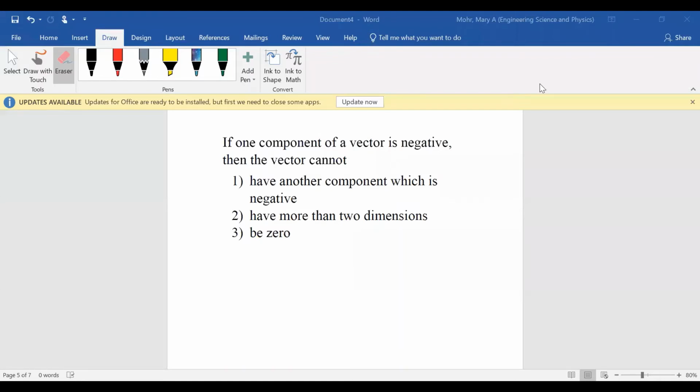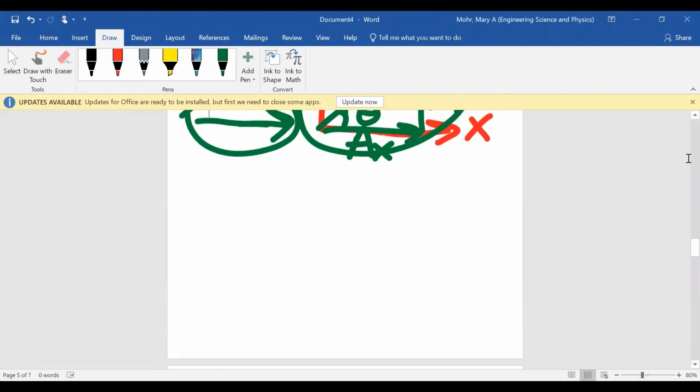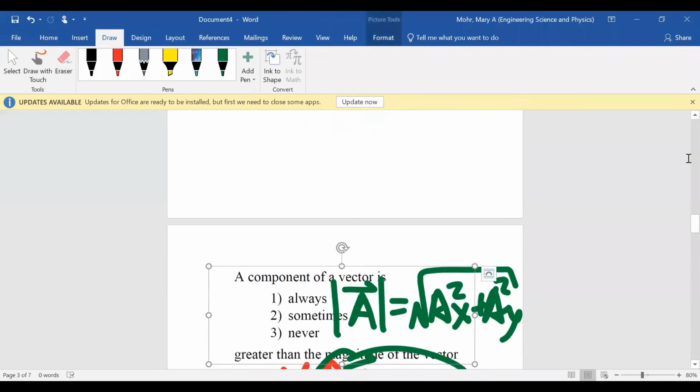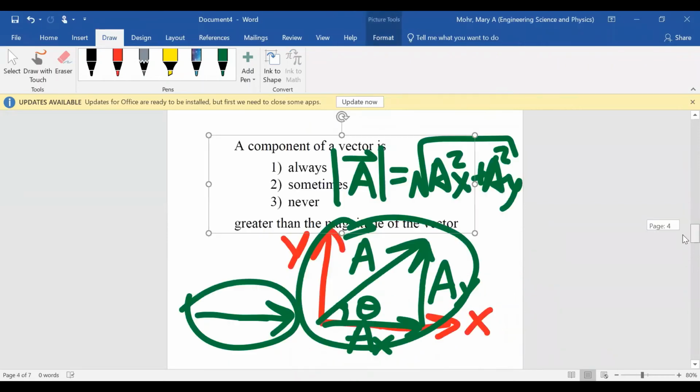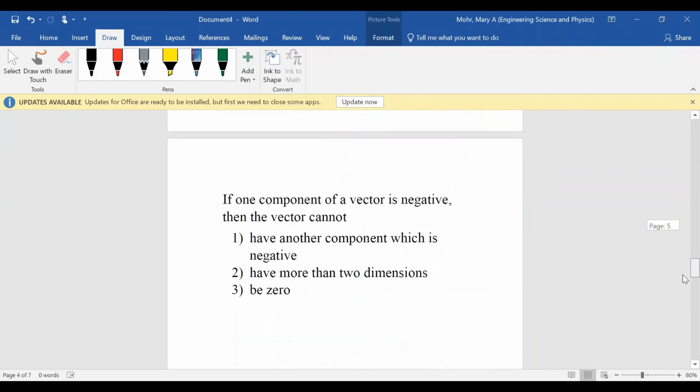In this question, if one component of a vector is negative, then the vector cannot, 1, have another component which is negative, 2, have more than 2 dimensions, or 3, be 0. So you can think about the answer to this, and you may want to consider the Pythagorean theorem that we looked at in the previous question in order to answer this one here.